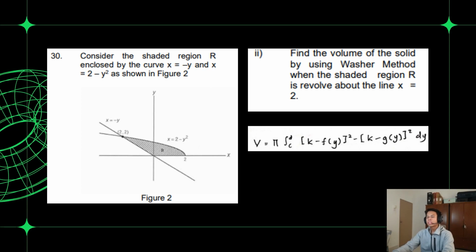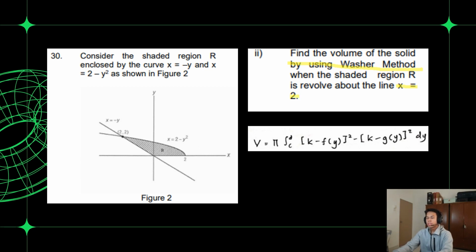And for my question, which is question 30, Roman 2. This question is actually quite different from Syed's, because in this question they want me to find the volume of the solid by using the washer method. Let me highlight it for you. By using the washer method. And then the next tricky part is they already given me the axis of revolution, which is x equal to 2.